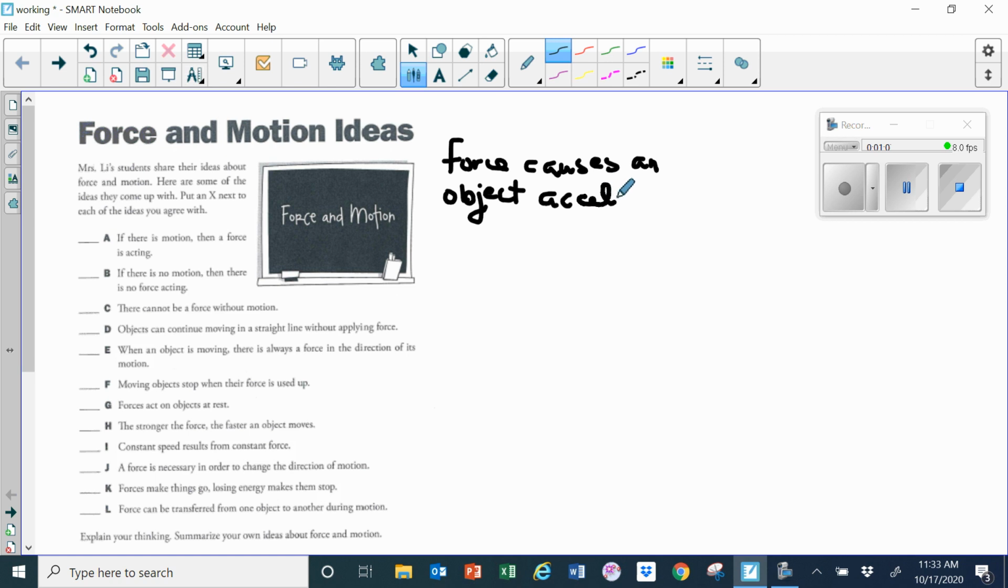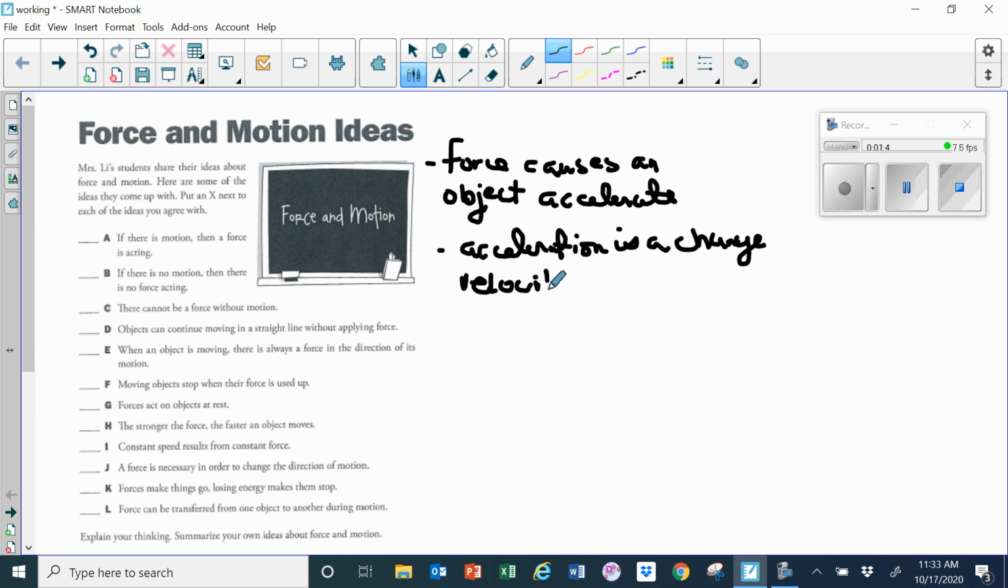And we know that acceleration is a change in the velocity. So force causes an object to accelerate, and we know acceleration is a change in velocity. Okay, so I want to put these two things together: a force causes an object to change its velocity, either to speed up, slow down, or change direction.